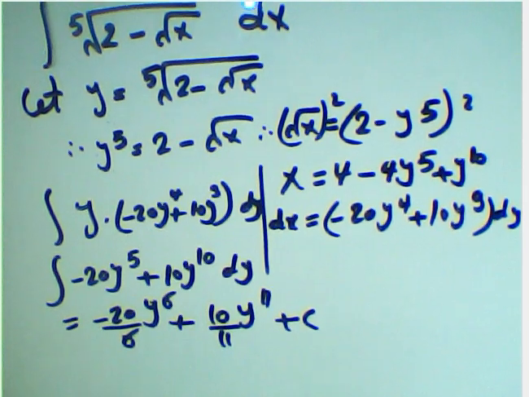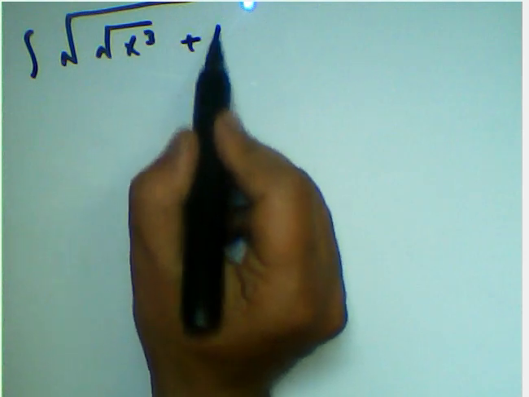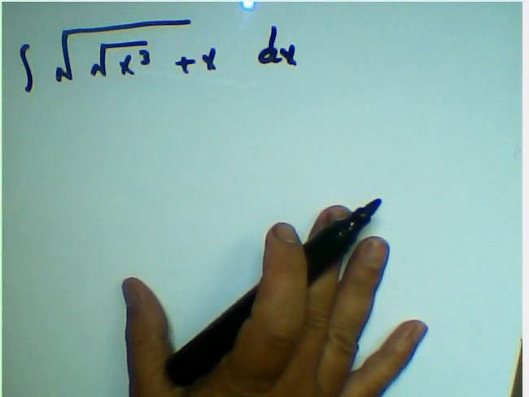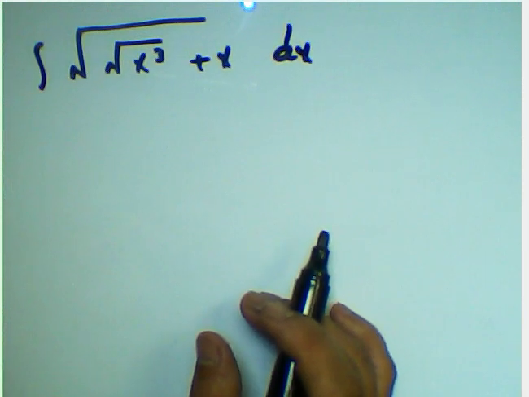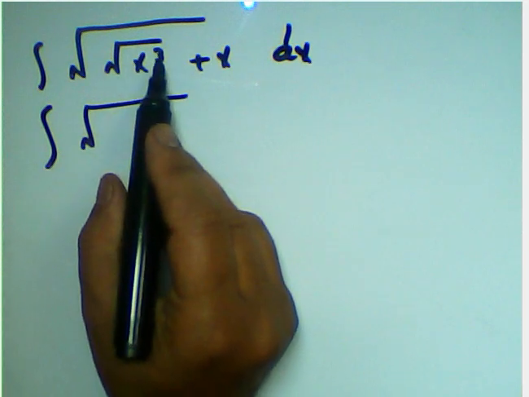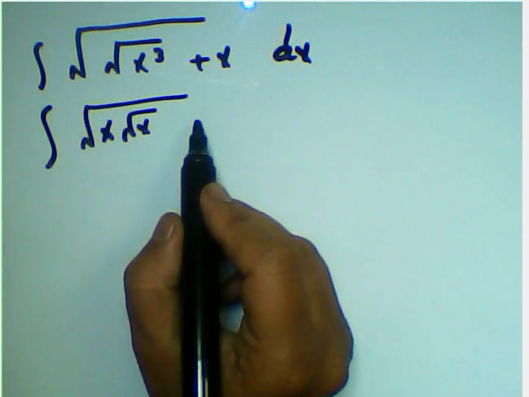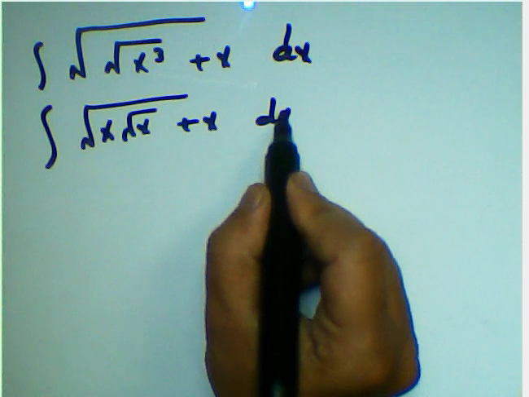Okay, understood? Look at this question here, the integration of the square root of the square root of x power 3 plus x dx. Can you solve this example? Think it through with me. Okay, first I will put x power 3 equal to x power 2 multiplied by x. I mean, write x outside and put x inside here, plus x dx.